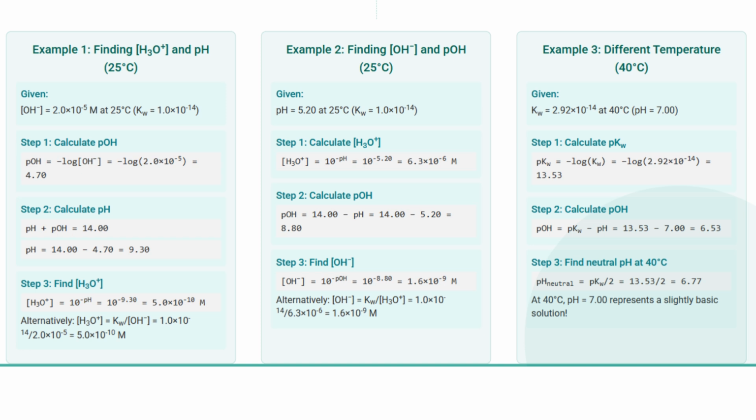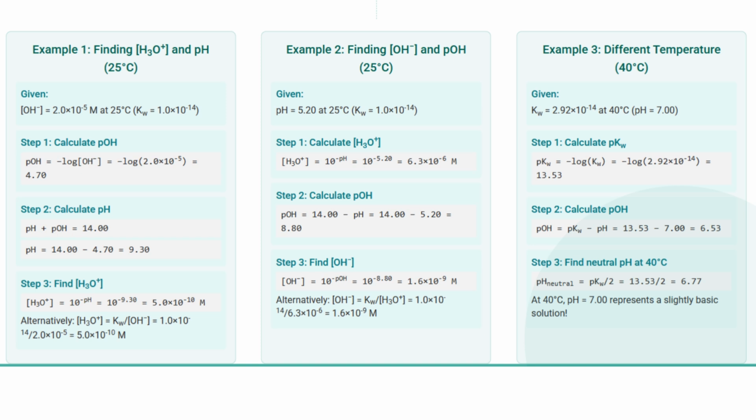Now for example 2, finding OH minus and pOH at 25 degrees Celsius. We are given a pH of 5.20. Step 1. Calculate the hydronium ion concentration. H3O plus equals 10 to the negative pH, which is 10 to the negative 5.20, which equals 6.3 times 10 to the negative 6 molar.